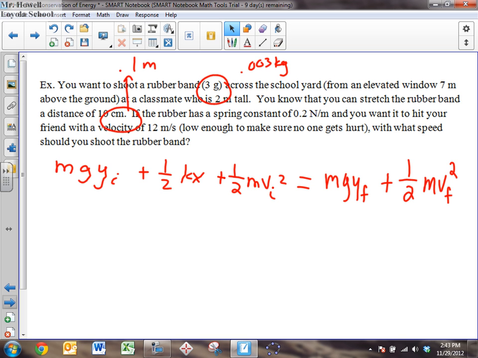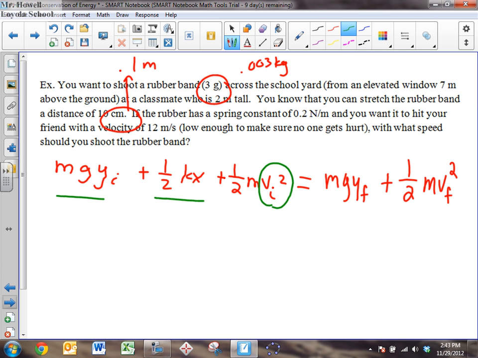So, what is the goal of this problem? To figure out with what speed should you shoot it with, which is VI. So we are searching to solve for this variable right here, VI. Now, to do that, we want to think about the fact that we don't have mass in everything, so we can't just cancel the m's anymore. So I want to take this and subtract them over to the other side of the equation.